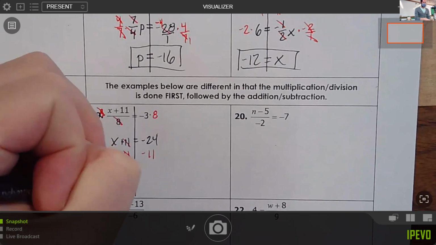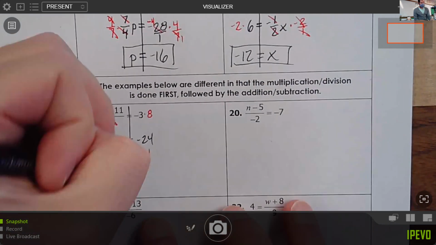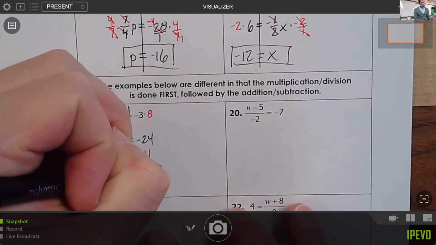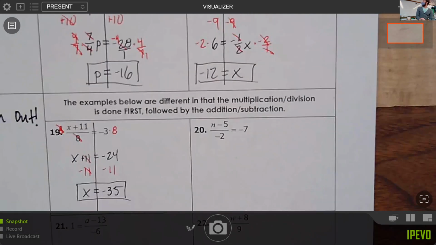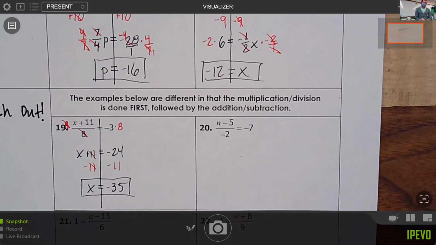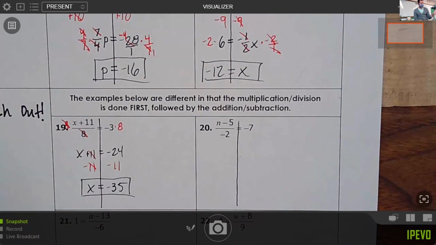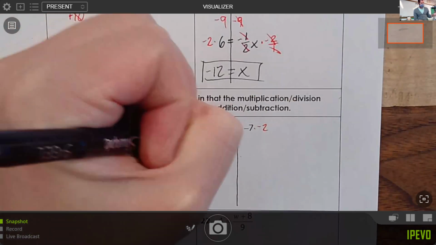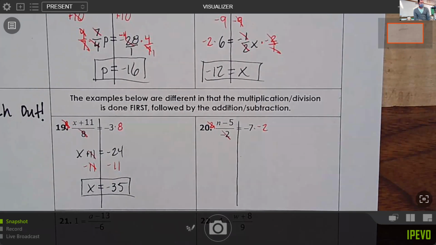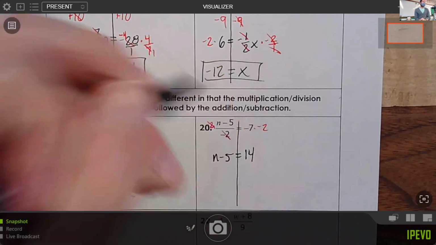And again, be really careful with these ones here. Negative 24 minus 11. Use a calculator if you need to. It's going to give us negative 35. So based on that, what do we have to do first on number 20? Multiply by negative 2. Good. So if we multiply by negative 2 first on number 20, that means we're left with n minus 5 equals positive 14.